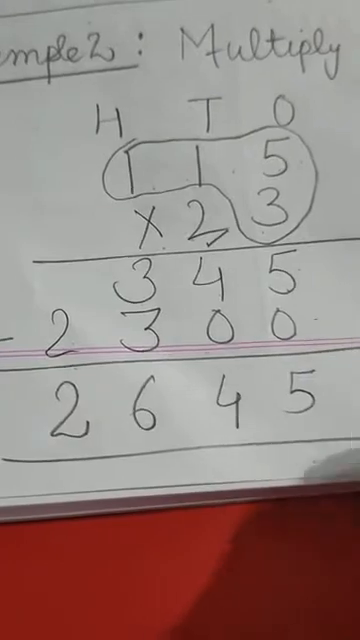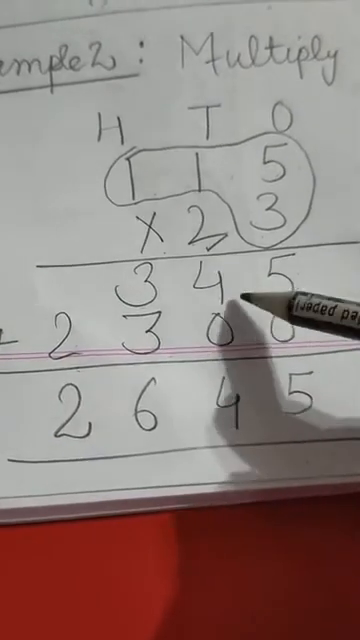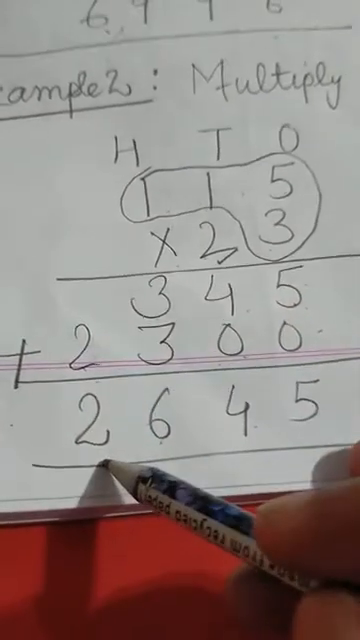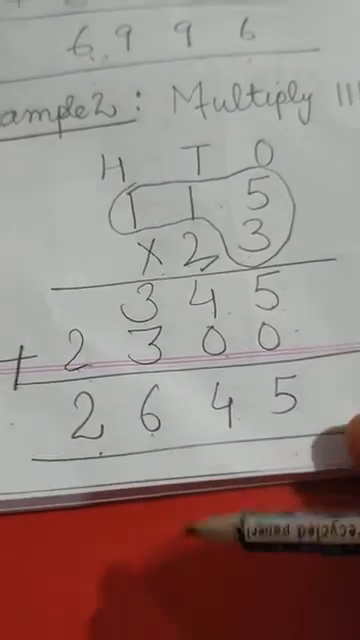So we will write this 2300 like this, as you can see, and write the digits according to their places. After that, these both products will be added. 5 and 0, 5, 4 and 0, 4, 3 and 3, 6, and here 2. So the product is 2645.